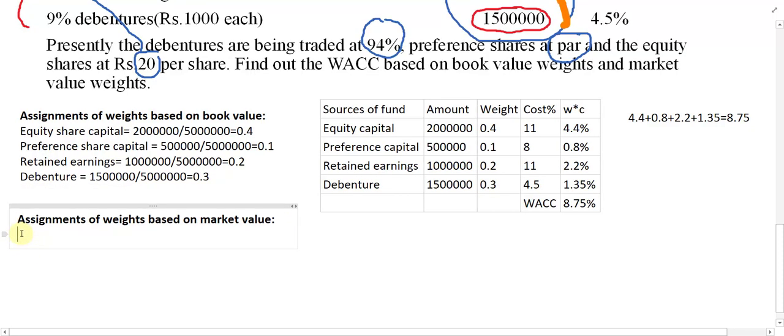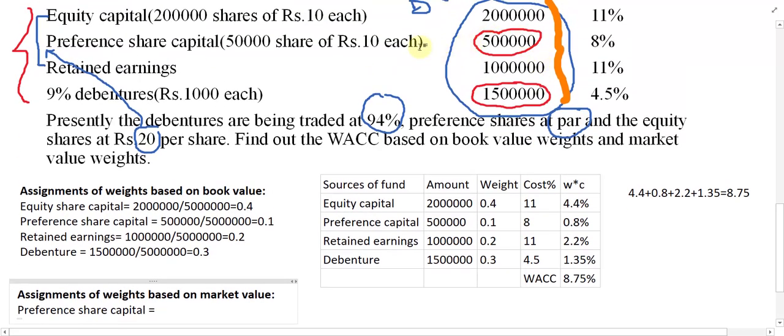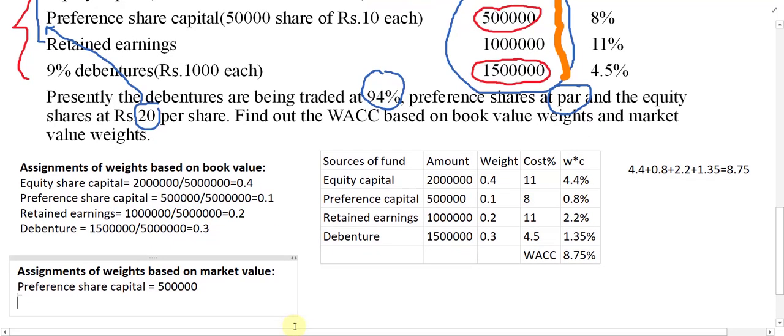Now assignments of weight. Once again, you have to find out weights for all of these, but first of all you have to find out the market value of each source. For example, the first one, preference share capital. It is very simple. The market value of preference share capital is at par. If it is at par, it means whatever was the amount of preference share in the book is also in the market. So it is equal to the amount of 5 lakh. That is done.